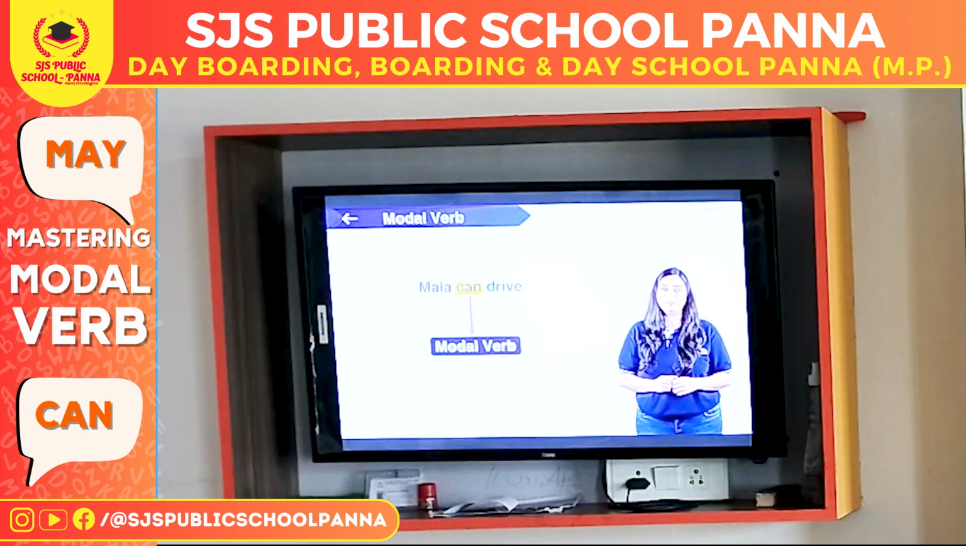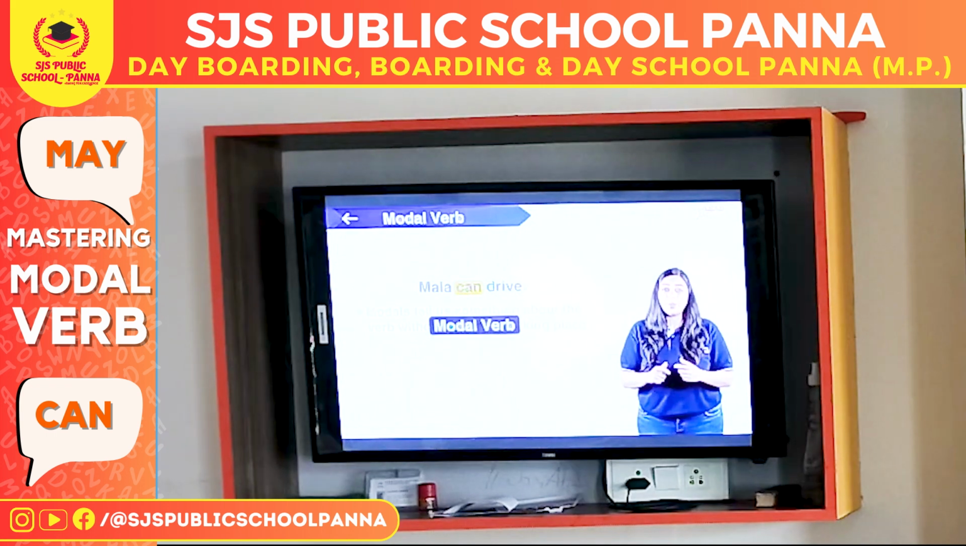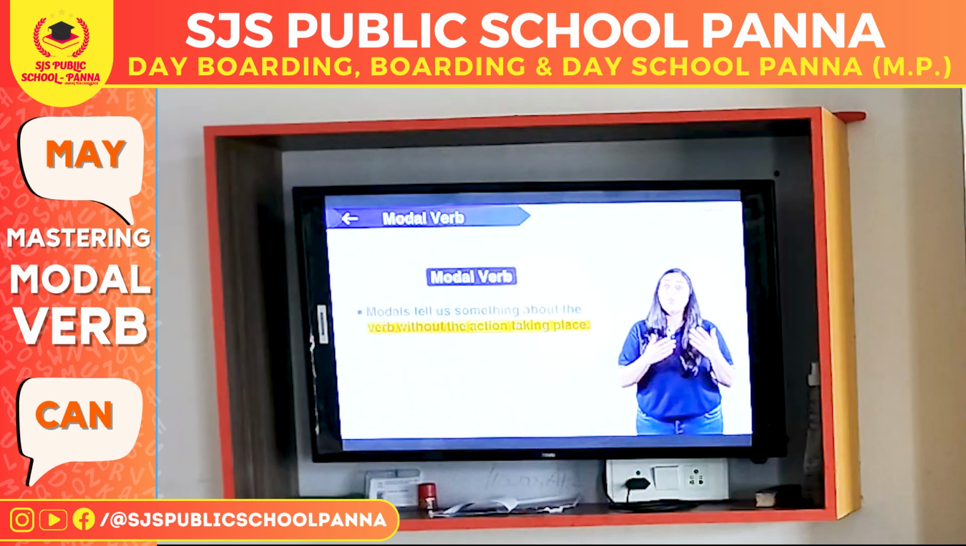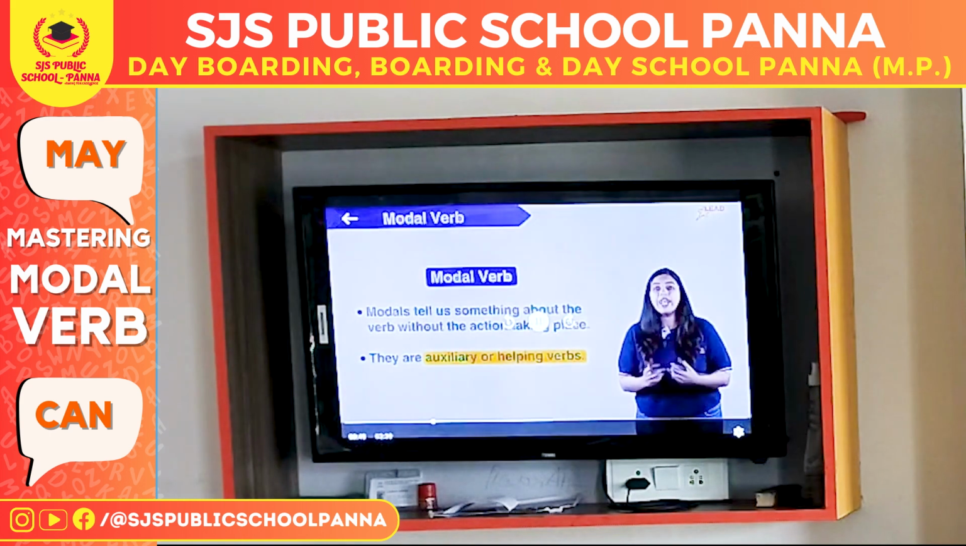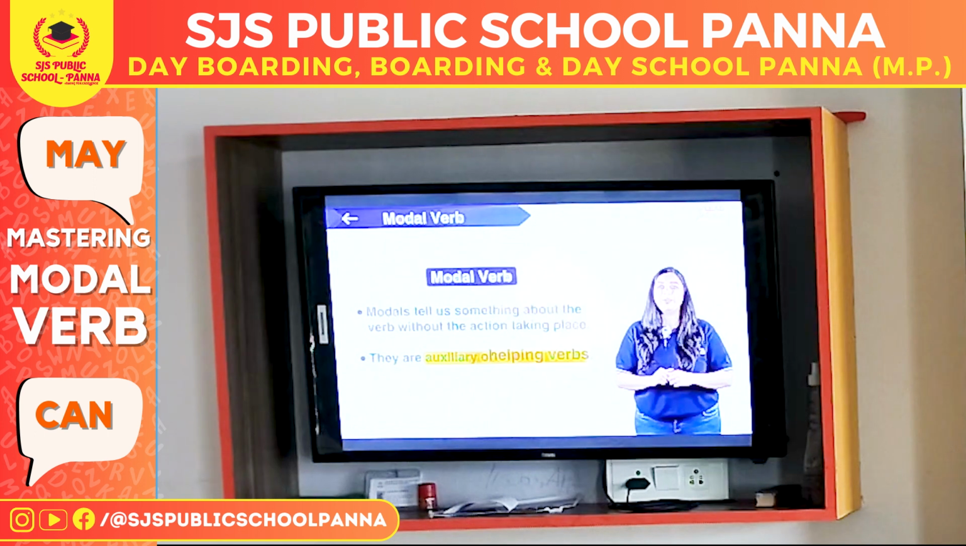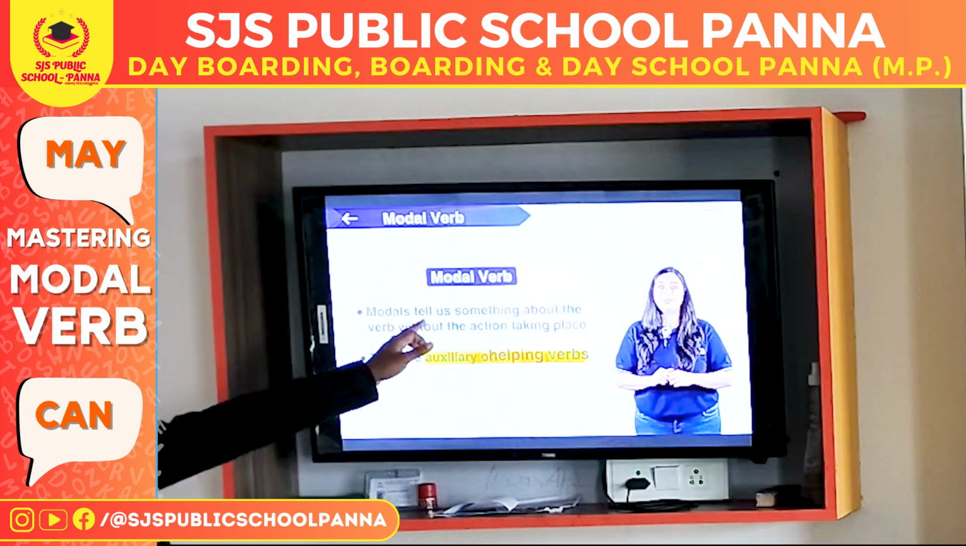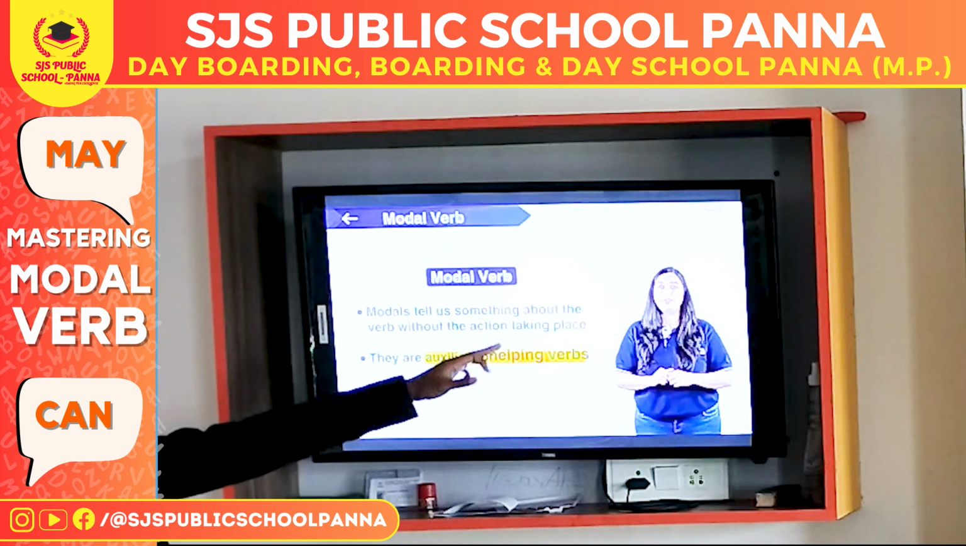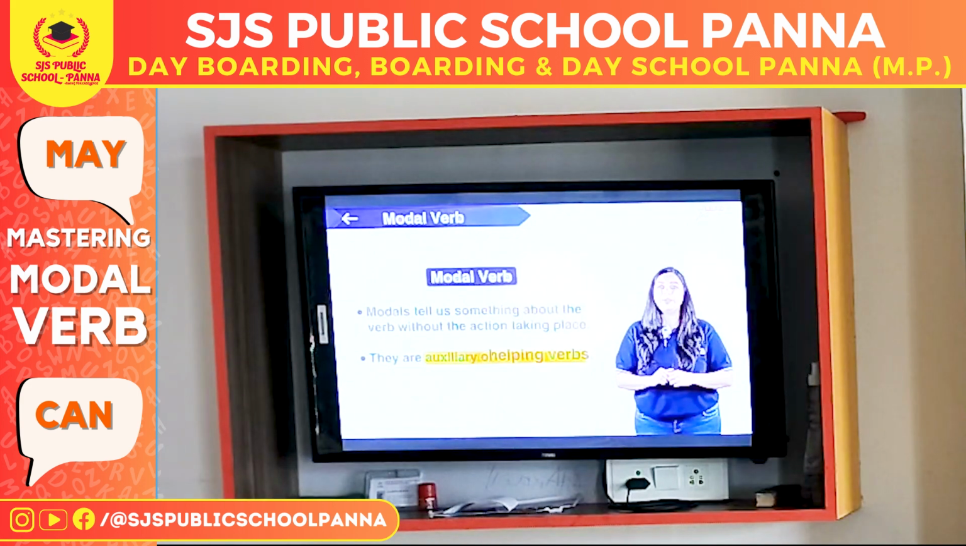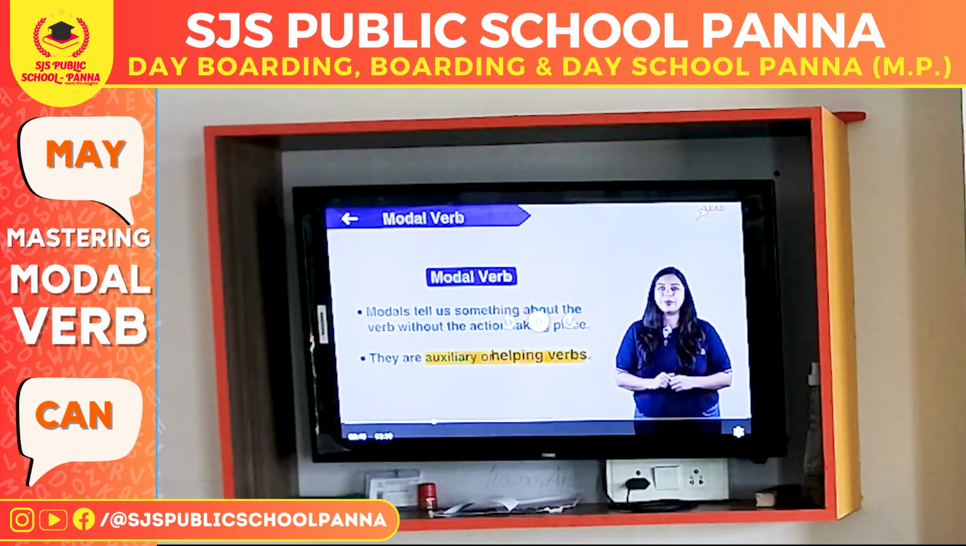Can is a modal verb. Now you must be thinking, what is a modal verb? Modals tell us something about the verb without the action taking place. Do you understand here? Modal verbs or modals tell us something about the verb without the action taking place. Okay? Or again we can say they are auxiliary verbs, or we can say helping verbs.